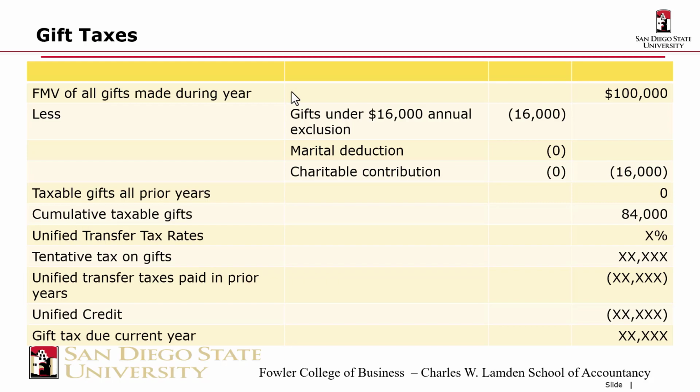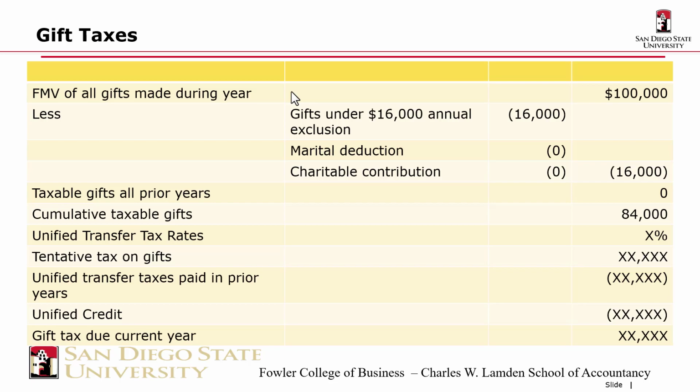Okay, so we start with what's the fair market value of all the gifts he made? Well, he made one gift, it was for $100,000. So the first thing he can do is exclude $16,000 of that. So $16,000 is off the board because that's the annual exclusion in 2022. So really what it amounts to is he's only made an $84,000 taxable gift. And recall, he didn't make any gifts in prior years. So we've got our base.